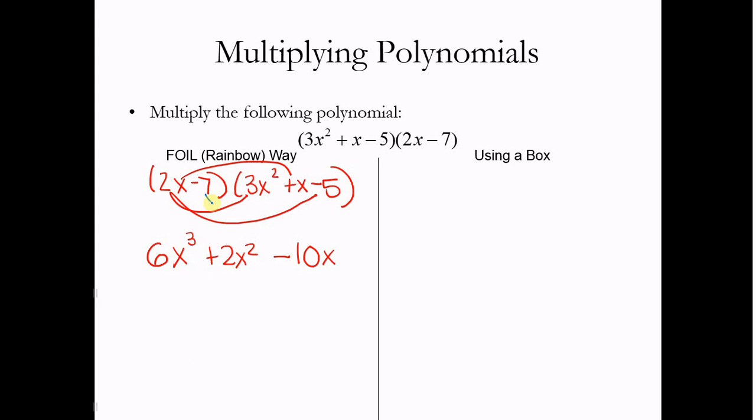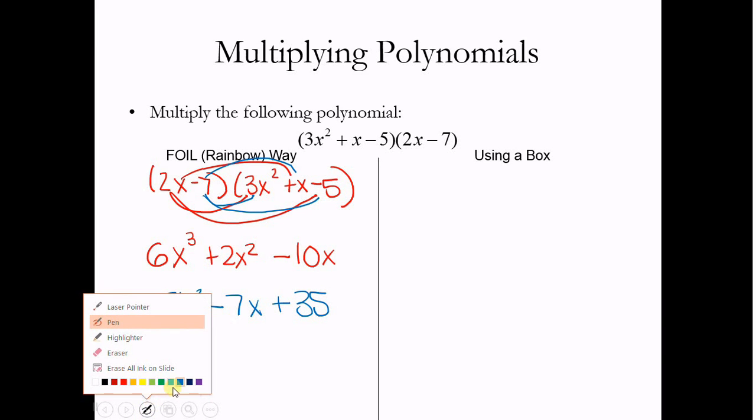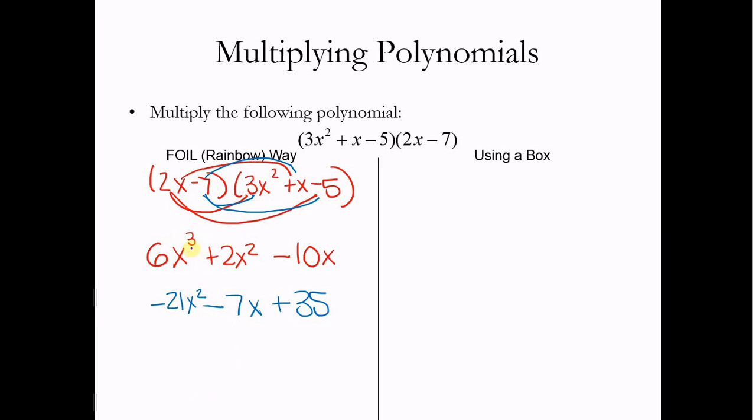Now we need to take this negative 7 and multiply it in to everybody over there. So negative 7 times 3x squared, that is negative 21x squared. Okay? Negative 7 times x, that is a negative 7x. And negative 7 times negative 5, that's a positive 35. So now I'm going to start combining some like terms.